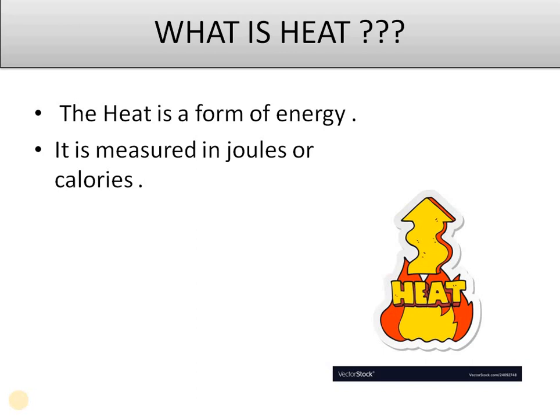Some students will say, yes sir, why can't we? If we are rubbing our hands, we are creating heat. Yes, but according to the universal law of conservation, energy can neither be created nor be destroyed. It means you cannot create energy, and you cannot destroy it. What happens is, you transform one form of energy to another.